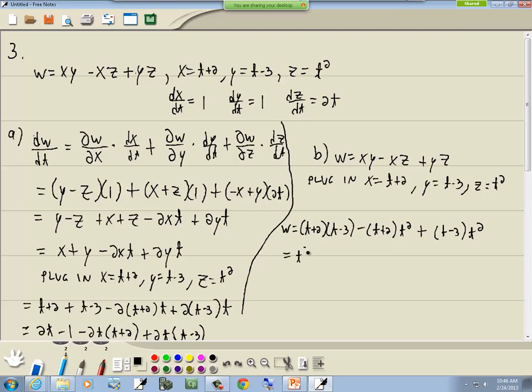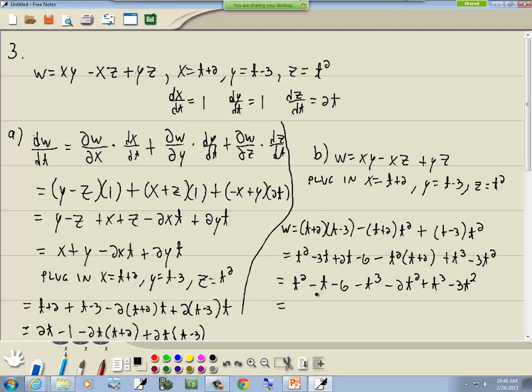T times t is t squared, t times negative 3 is negative 3t, 2 times t is 2t, and 2 times negative 3 is negative 6, minus t squared times t plus 2, and t squared times t is t to the third, t squared times negative 3 is negative 3t squared, which gives us t squared negative 3t plus 2t is negative t, minus 6. Negative t squared times t is negative t to the third. Negative t squared times 2 is negative 2t squared, plus t to the third, minus 3t squared, assuming no basic math error.